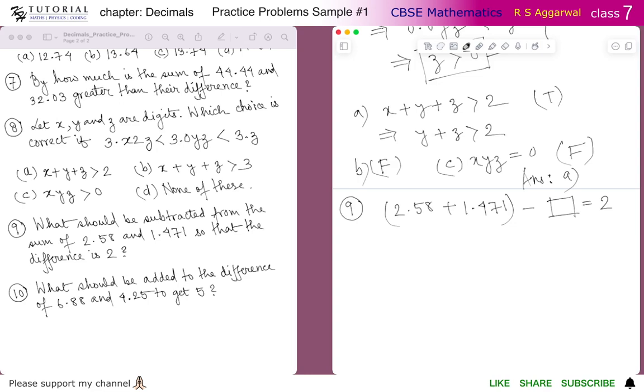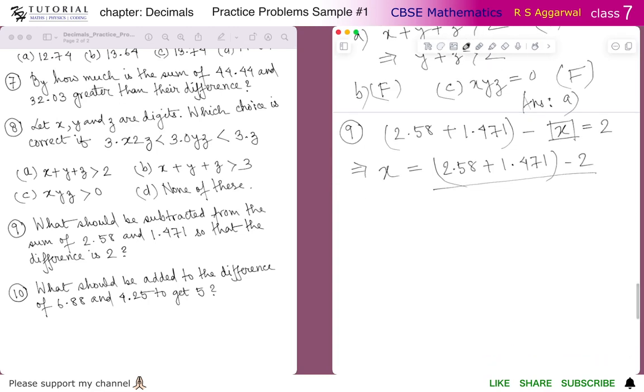So let's say this is x. What x should be subtracted from the sum of these two decimals to give 2? So from here we can say that x equals 2.58 plus 1.471 minus 2. This is the mathematical statement we have translated from the given word problem. We have to find this.